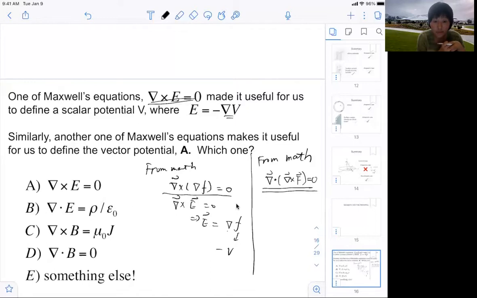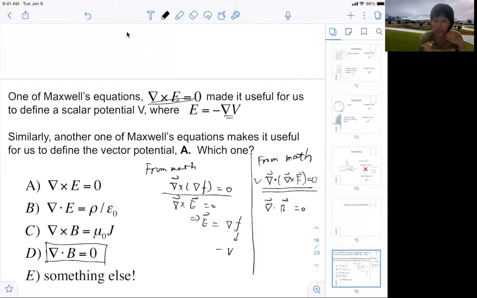And also we know that the something special should be equal to 0, because that is similar to the math knowledge we were given. So yes, choice D is correct. Very good. That is the no magnetic monopoles law, right? This we know from math, and this we know from physics.